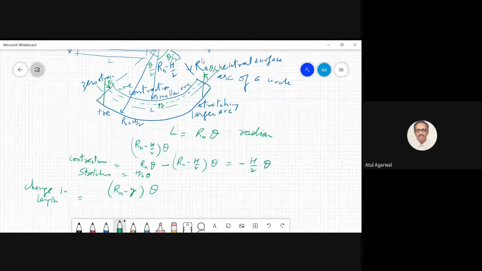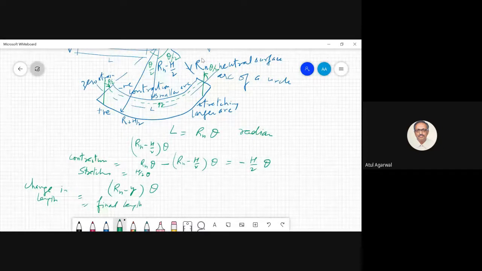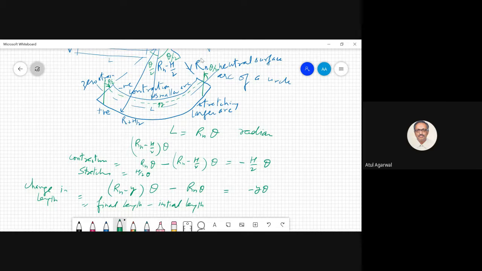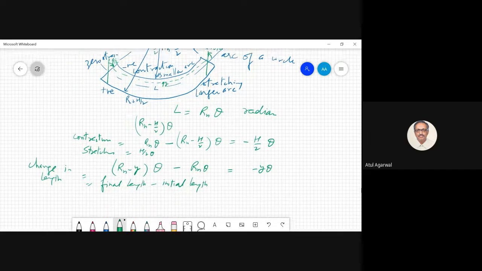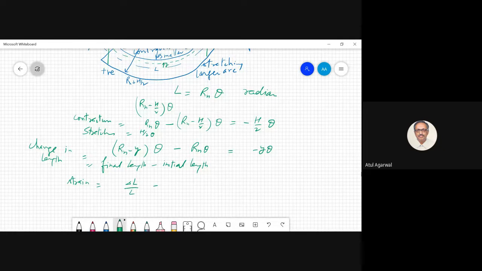So what do you say change in length? Final length minus initial length? That's the way you will define change in length. So final length is Rn minus y theta. Initial length was Rn theta. So what do you get? Minus y theta. So what is your strain? Strain is change in length upon original length. So minus y theta, divided by Rn theta. So you get minus y by Rn. So this is your strain at position y.